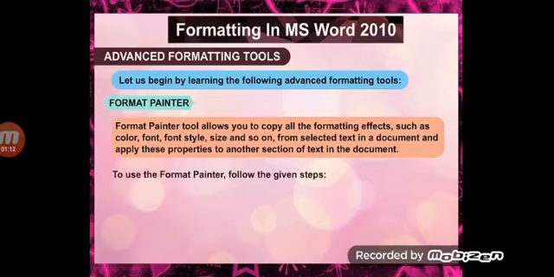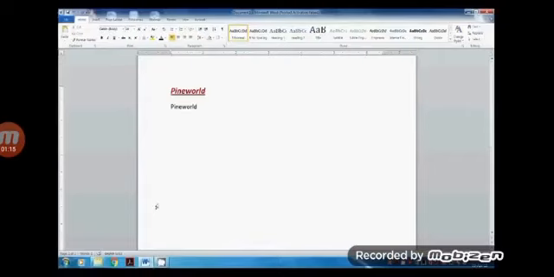To use Format Painter, follow the given steps. Select the text from which you wish to copy the formatting. Click the Format Painter button in the Clipboard group on the Home tab. Notice that the mouse pointer changes to a paintbrush icon. Click and drag the paintbrush icon over the next text to apply the formatting.